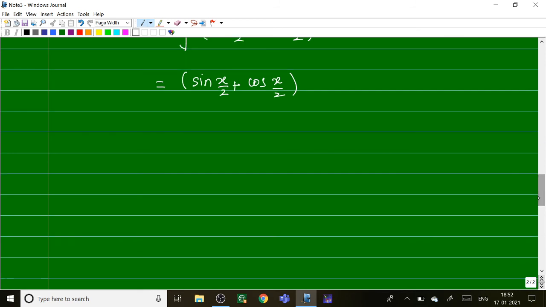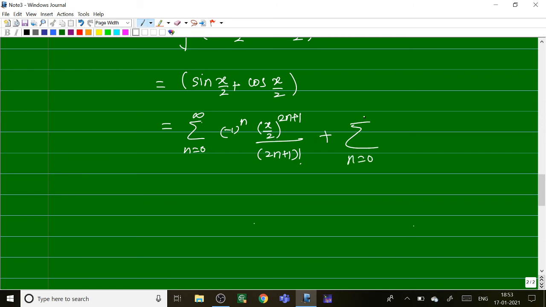Now sine and cos are standard functions, and their Maclaurin series are known. This is the Maclaurin series of sine x, and I am replacing x by x by 2, plus the sum with n from 0 to infinity of minus 1 to the n, x by 2 to the 2n divided by 2n factorial.